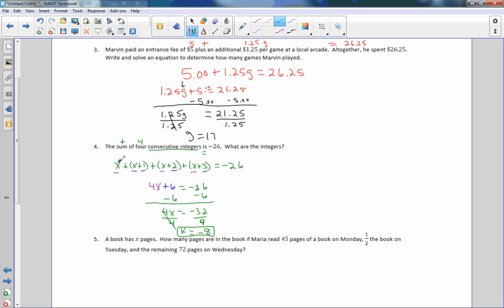So if I come back and answer these consecutive integers, if x is negative 8, and I add 1 to negative 8, that's negative 7. And if I add 2 to negative 8, I get negative 6. And negative 8 plus 3 is negative 5. So 8 and 7 is 15, and 6 is 21, and 5 is 26. They're all negative, so that totals negative 26. So the integers are -8, -7, -6, and -5.